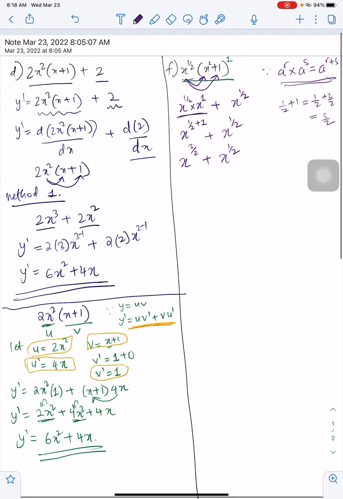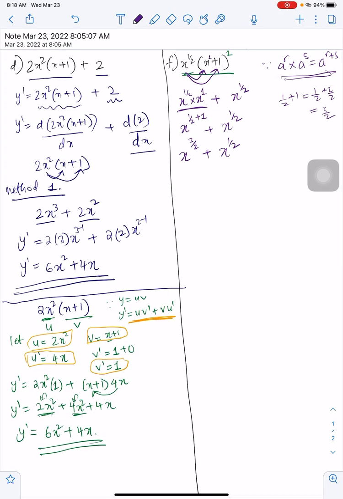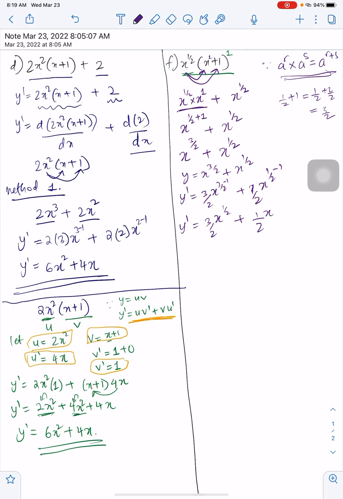Now your question, which is y equals x raised to 3 over 2 plus x raised to half. When you differentiate, you will get 3 over 2 x raised to 3 over 2 minus 1, plus 1 over 2 x raised to 1 over 2 minus 1. So y dash is equal to 3 over 2 x raised to 1 over 2, plus 1 over 2 x raised to negative 1 over 2. So this is your answer.